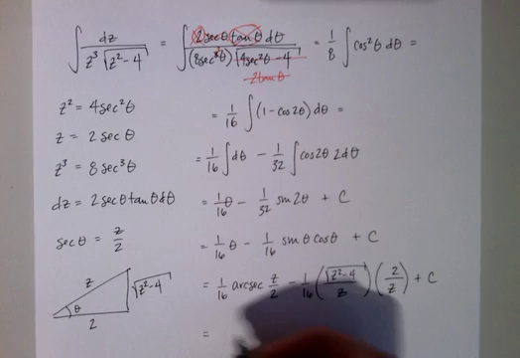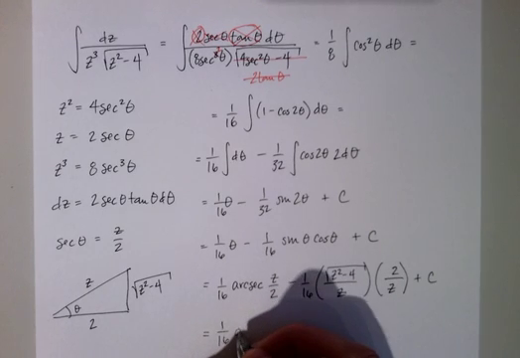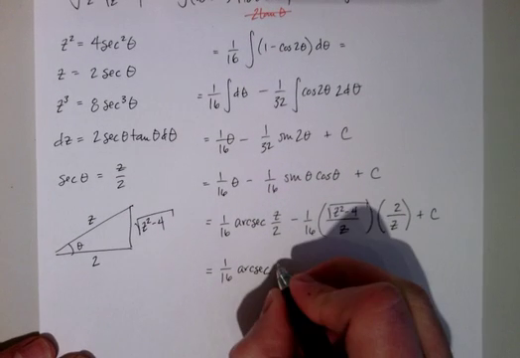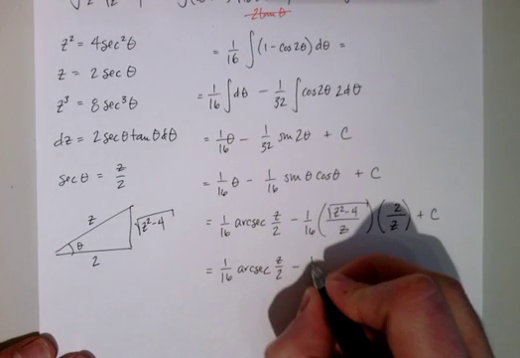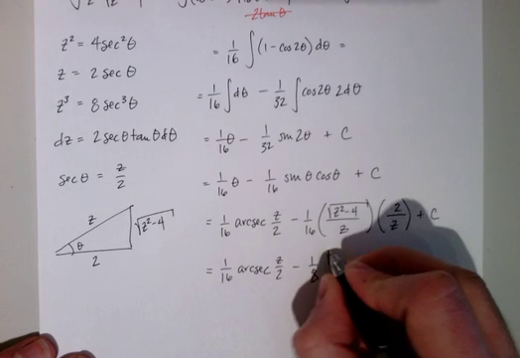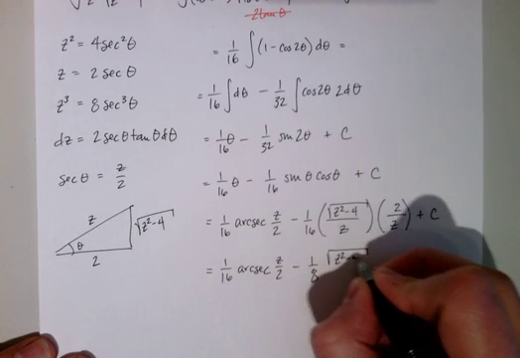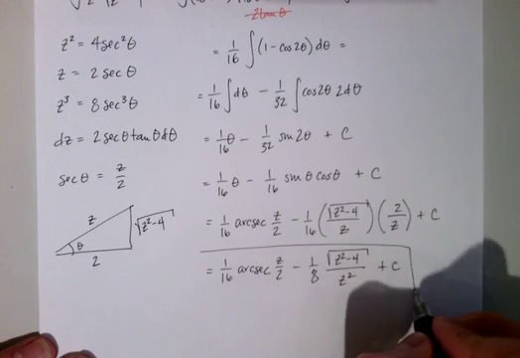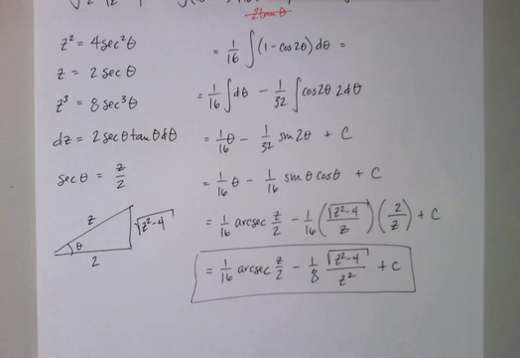Well, that simplifies rather easily into 1/16 arcsecant z over 2 minus 1/8 the square root of z squared minus 4 over z squared plus c. Let me scoot that up just a little bit for you. Now that is a little bit ugly, but doable. Very, very doable. There's nothing in that particular problem that you should be unfamiliar with, okay?